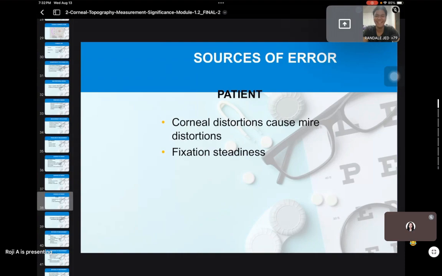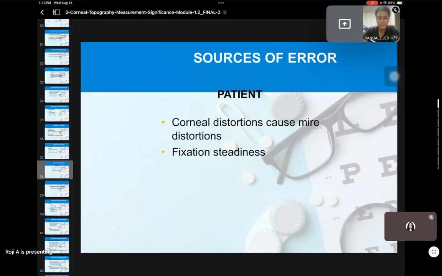All right. Okay. Corneal distortion causes? Myers. Fixation steadiness. That's the answer. Correct. Because the patient cannot be steady. All right.